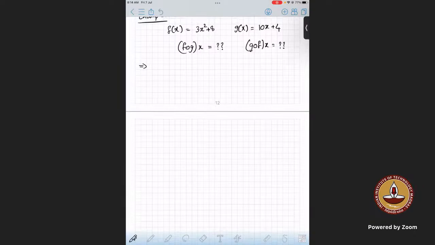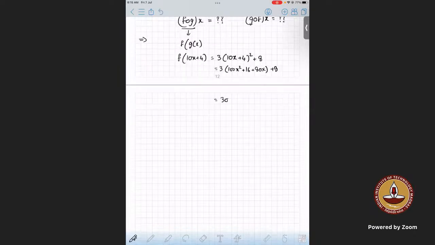3x square plus 8. This can be written as f of g of x. f of 10x plus 4. What is it equal to? Wherever there is x, replace it with this. 3 into (10x plus 4) whole square plus 8. 3 into (100x square plus 16 plus 80x) plus 8.